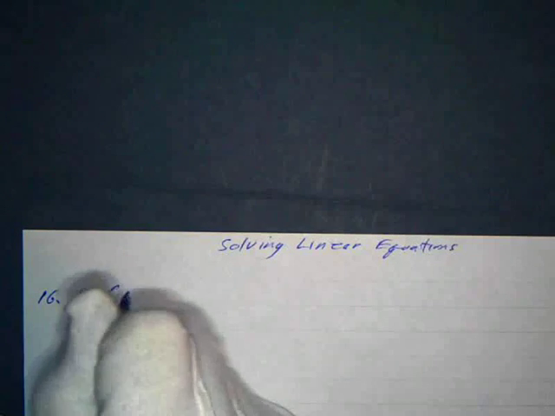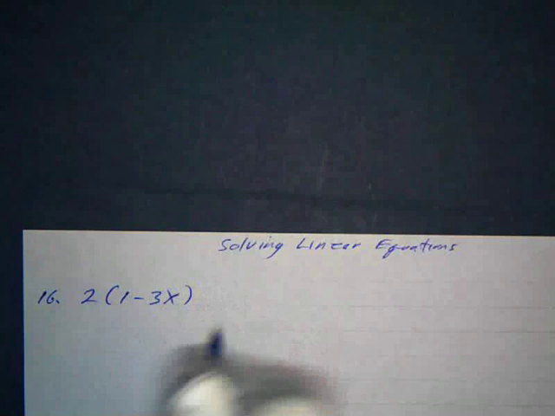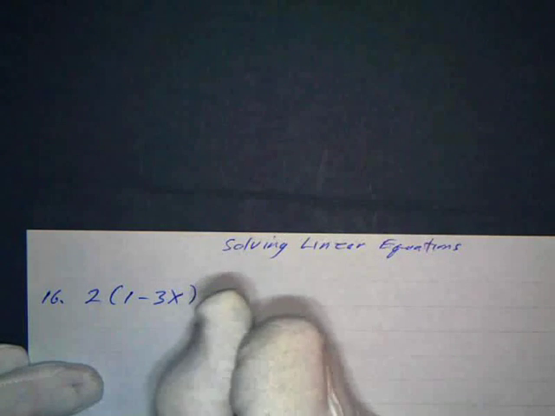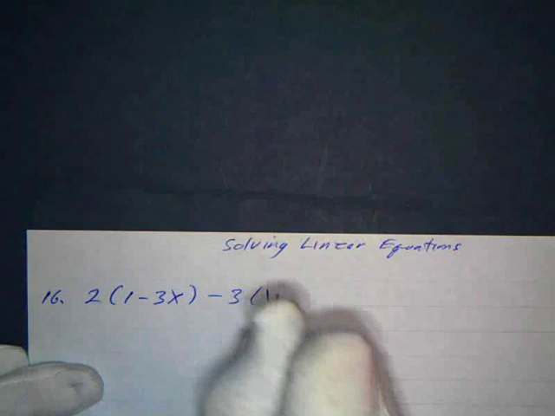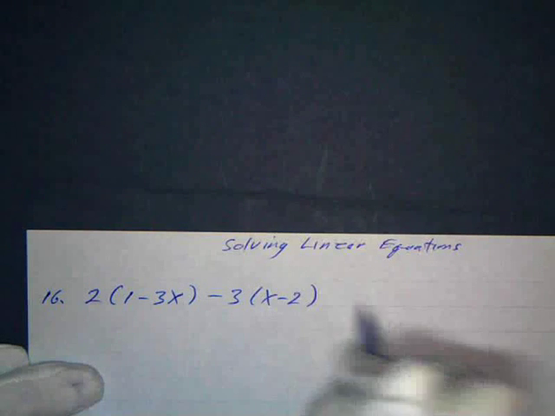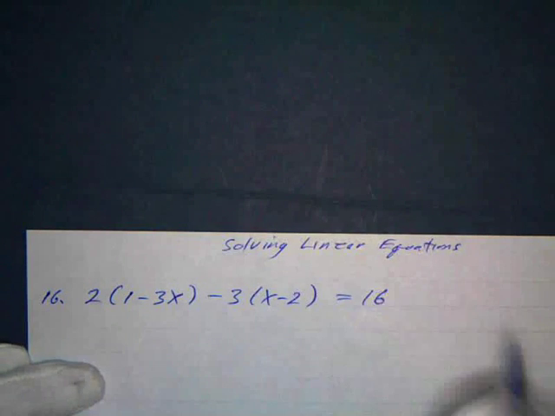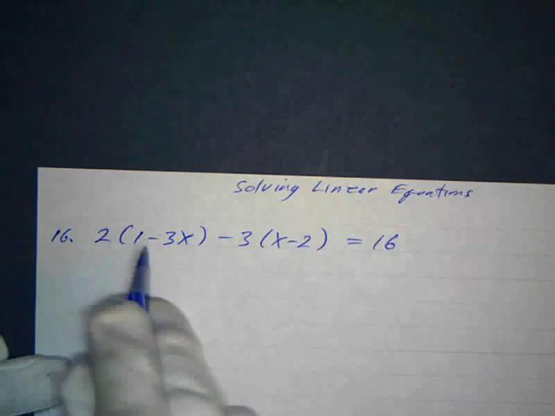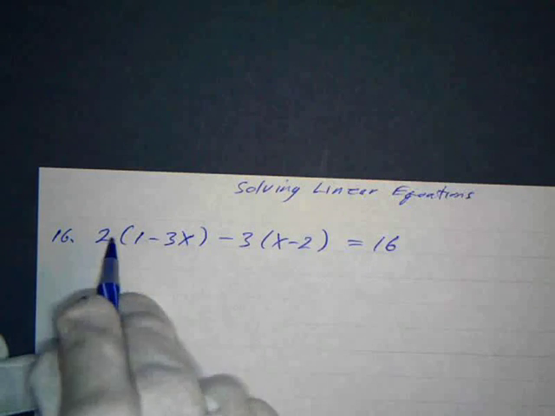2 times 1 minus 3x, minus 3 times x minus 2 equals 16. So we got a lot on the left, not much on the right. So a lot of work to do on the left, and the first thing we're going to do is remove the parentheses, so we'll use the distributive property.